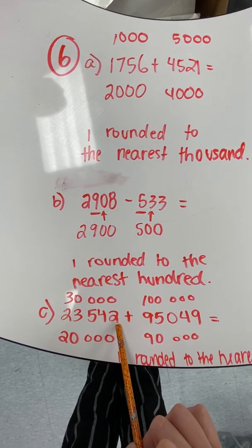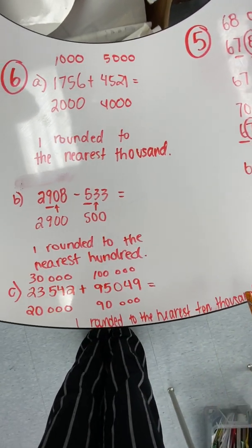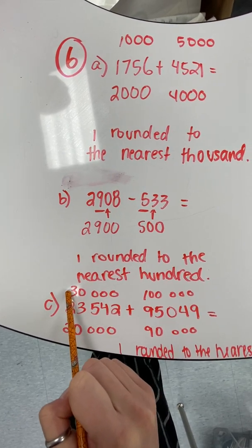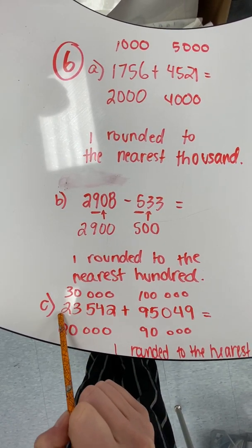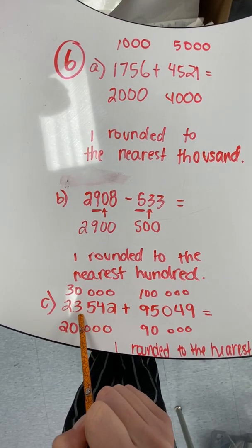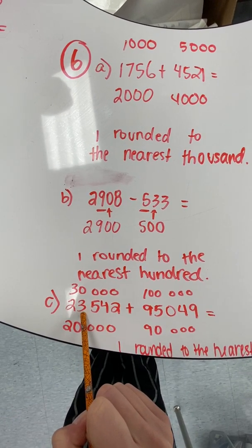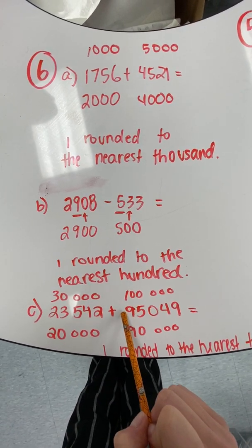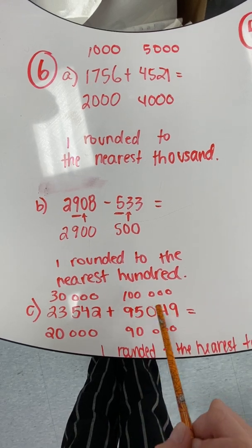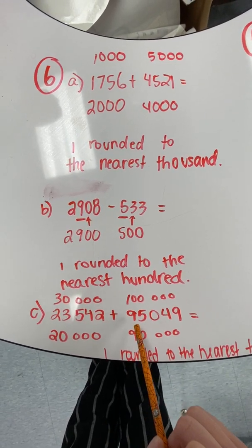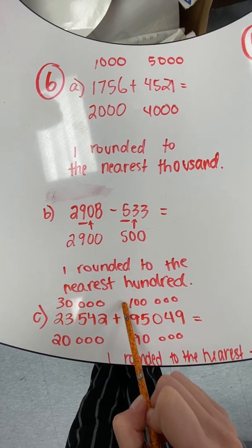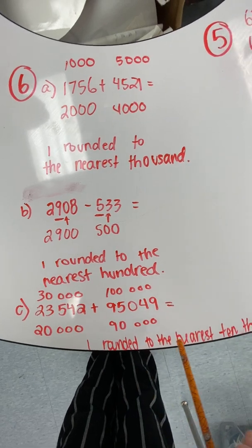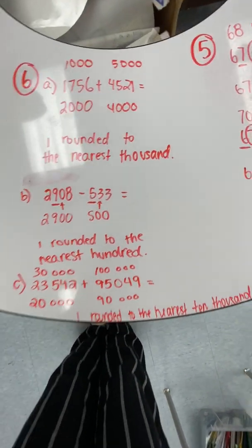In this case, 23,542. If we're rounding to the nearest 10,000s place, okay, we're either going to round down to 20 or up to 30. And if we look here in this place, this number is going to tell us we're rounding down to 20,000. Here, 95,049. In this case, we're looking at this number. We're going to round up to 100,000, okay? And then just the explanation that you rounded to the nearest 10,000.